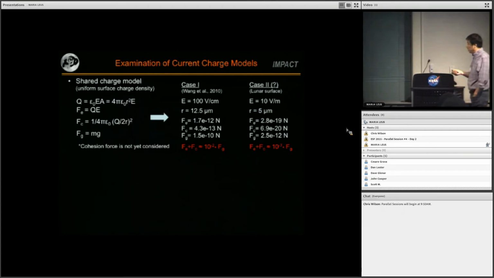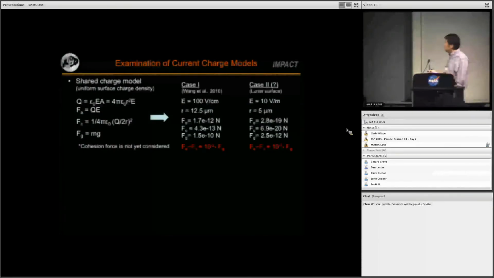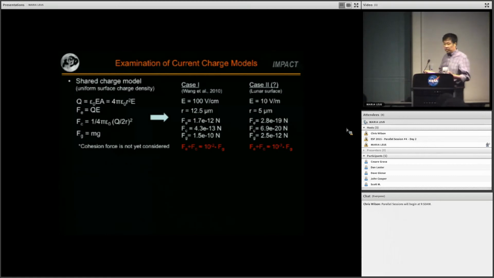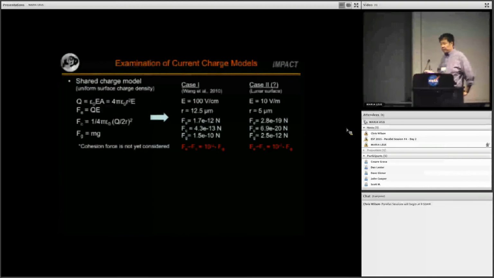Here I will show some quick calculations with current charge models. First is called the shared charge model. It basically assumes each particle takes the same amount of charge. And we can calculate the charge Q from Gauss's law with the electric field in the plasma sheath. Then you get Fe is Q times E. And there's also the particle-particle repulsive, or Coulomb, force, that's Fc, and the gravitational force is Fg.